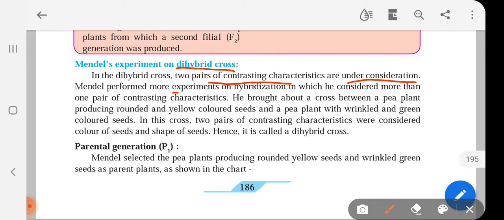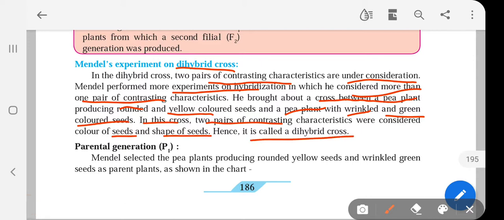Mendel performed more experiments on hybridization in which he considered more than one pair of contrasting characteristics. He brought about a cross between a pea plant producing rounded and yellow color seeds and a pea plant with wrinkled and green color seeds. In this cross, two pairs of contrasting characters were considered: color of seeds and shape of seeds, and it is called a dihybrid cross.